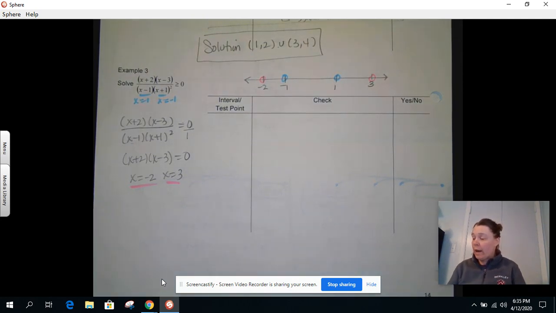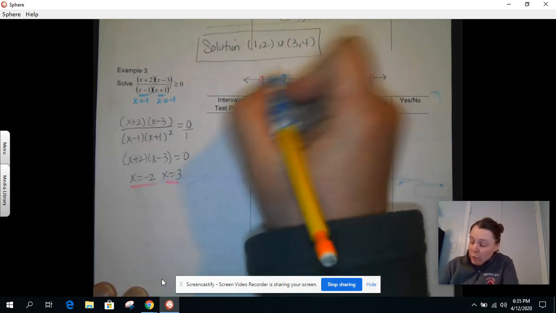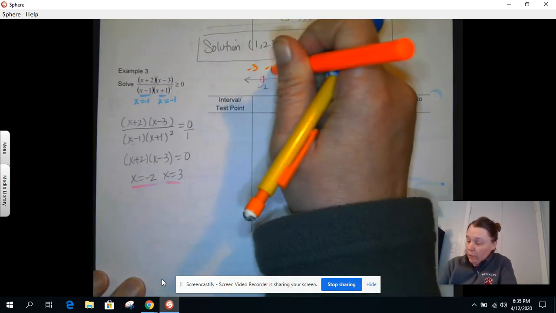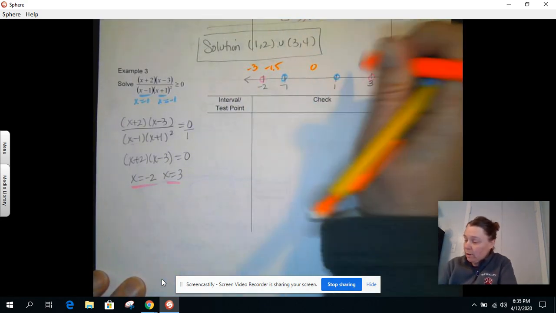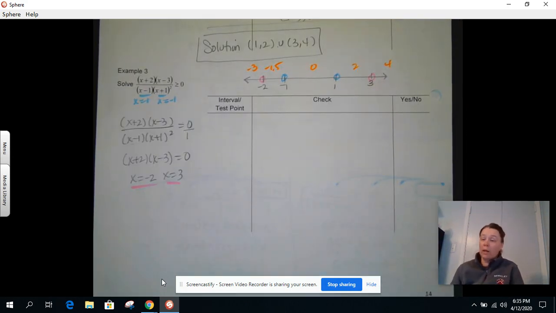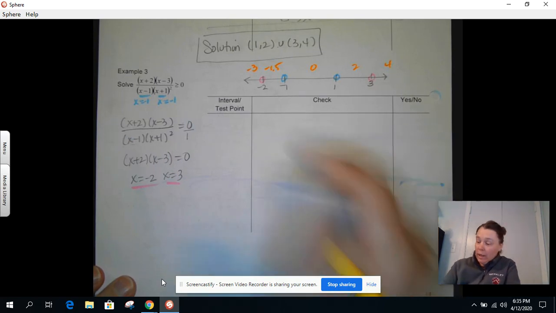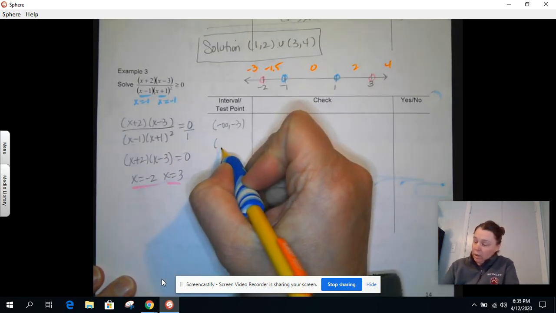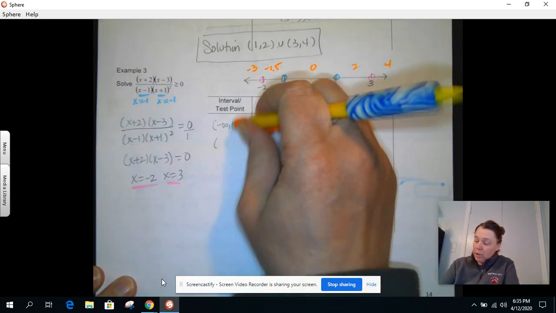Okay, so there are my 1, 2, 3, 4, 5 intervals. If you just want to pick numbers and check, I could pick -3, -1.5, 0, 2, 4, whatever. You can pick any numbers you want. Again, you do not have to make the table, but if it helps you to see all the possibilities and make sure you're checking it, this should be a -2.